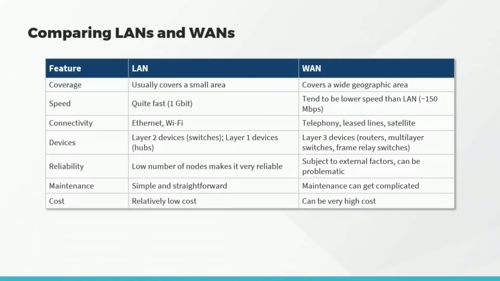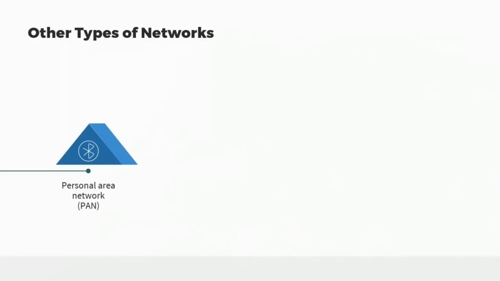Their reliability is more subject to external factors due to the fact that you're using someone else's infrastructure, and maintenance can be much more complicated, again due to the specialized equipment in use and the fact that an issue could arise anywhere within the network of the telecommunications provider. In other words, an issue thousands of miles away could still impact your WAN, and of course the cost can be very high.